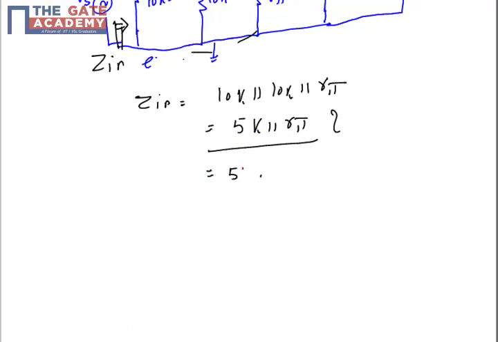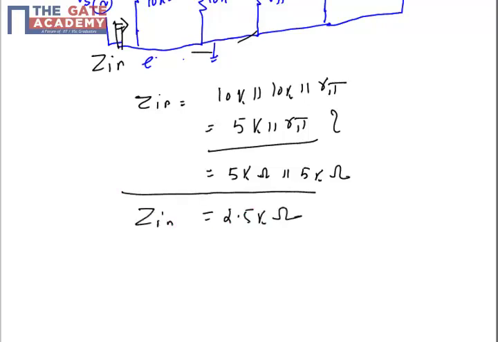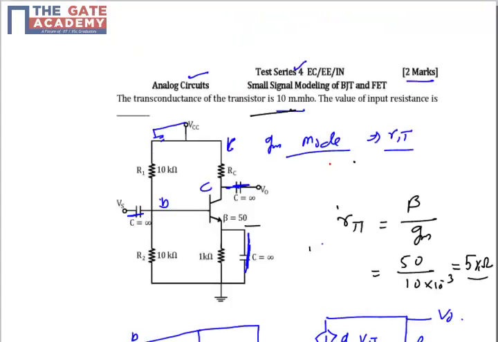So it will be 5 kilo ohm parallel 5 kilo ohm. So your answer will be 2.5 kilo ohm. So the input impedance of the circuit is 2.5 kilo ohm.